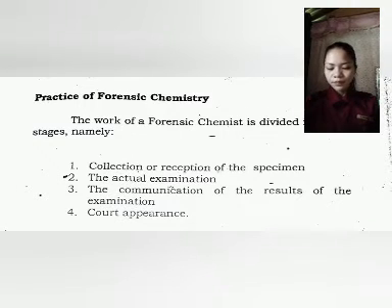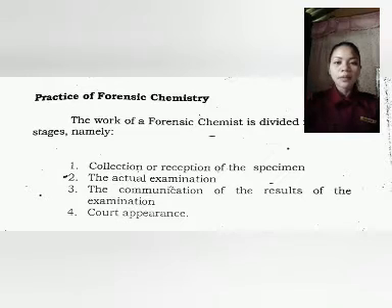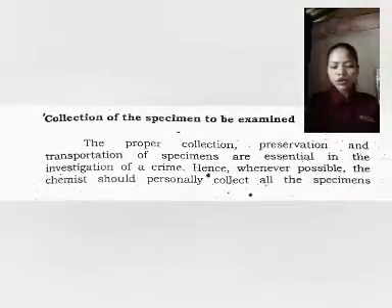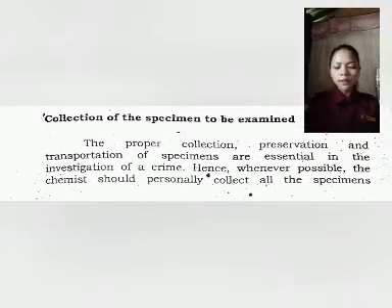So next is practice of forensic chemistry. So the work of a forensic chemist is divided into four stages. So first is collection or reception of the specimen. The proper collection, preservation, and transportation of specimen are essential in the investigation of crime. Hence, whenever possible, the chemist should personally collect all the specimen necessary for examination.